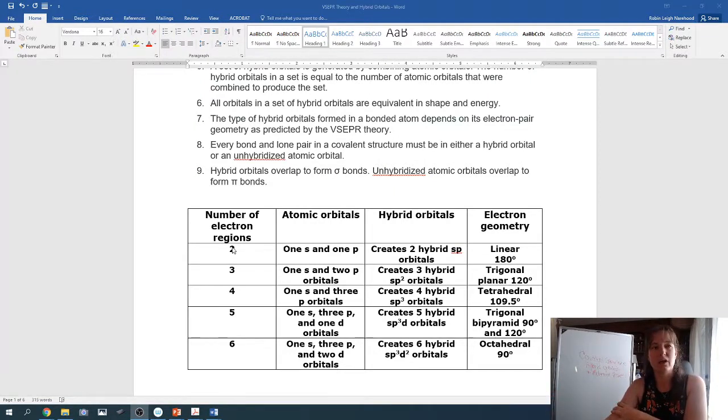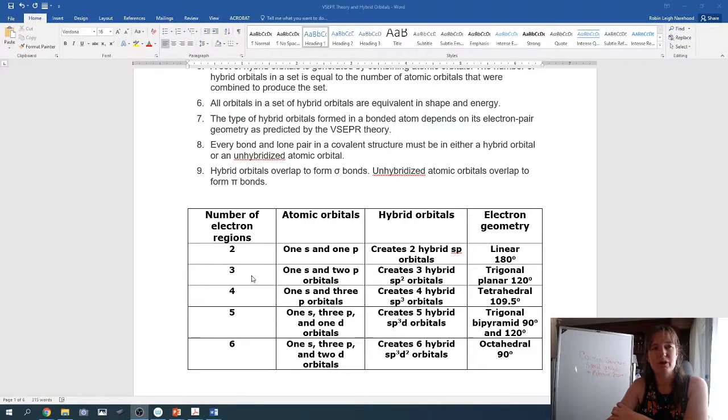If an atom only needs 2 regions, then it will use the space for one of the s orbitals, the outermost s, and just one of the 3 p orbitals. And it creates 2 hybrid sp orbitals. The letters sp are now the identity. So the original identity was s and p, and then it creates sp. It forms a linear shape with a 180-degree bond angle.